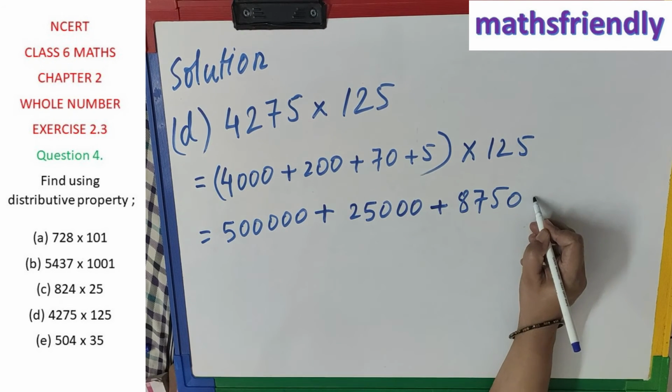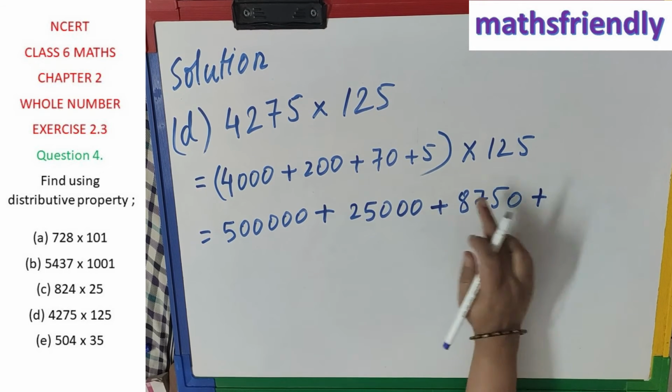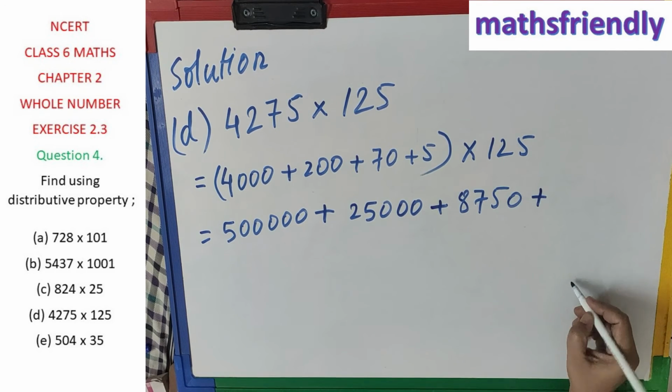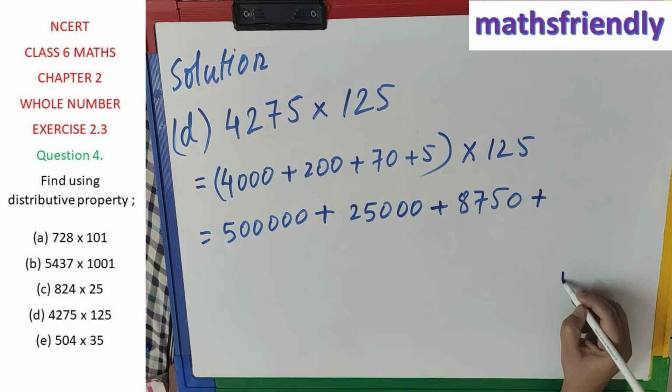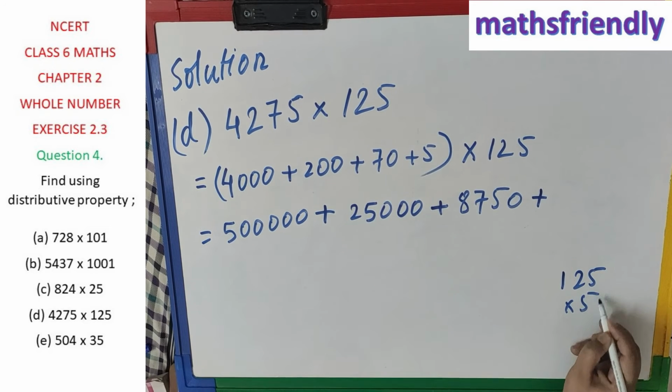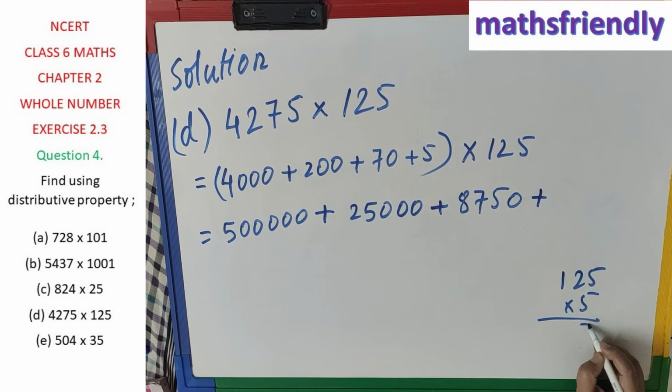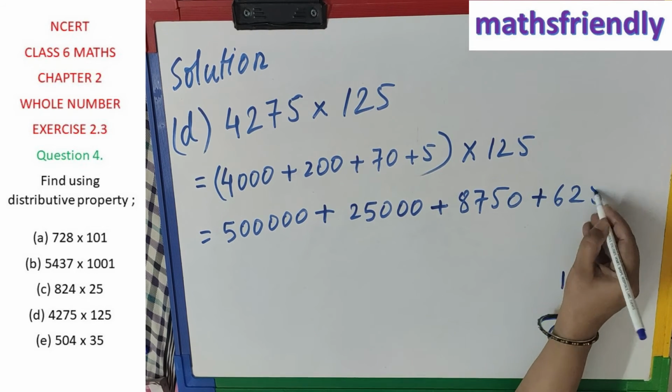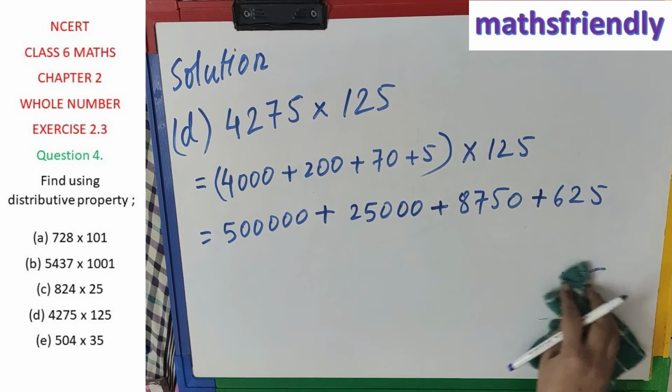Now the plus sign is there, so I'll give the plus sign. 5 into 125. 5 into 125 is how much? Let us check. 125 multiplied by 5. 5 5s are 25, 2 carry, 5 2s are 10, 11, 12, 1 carry, 5 1s are 5 and 6. So it is 625, right?